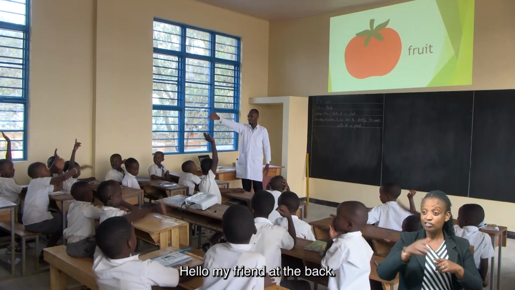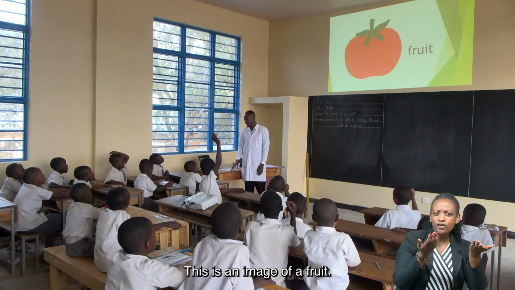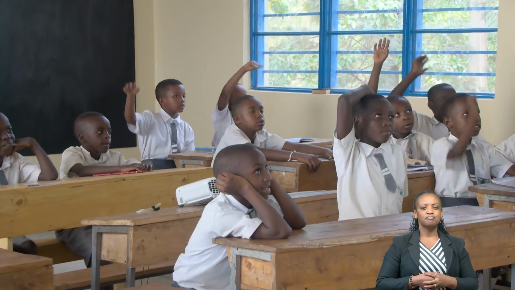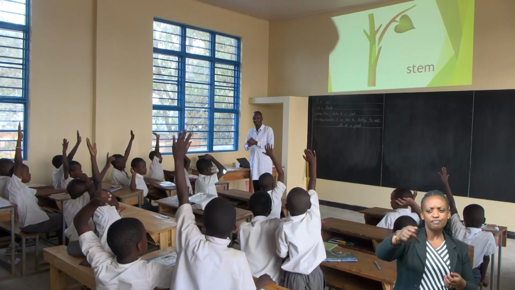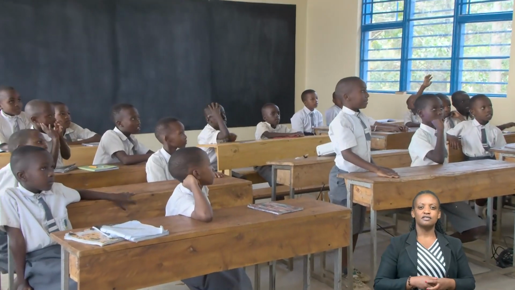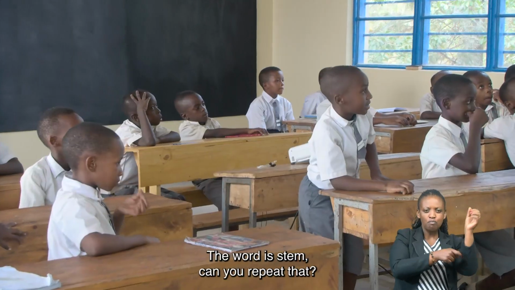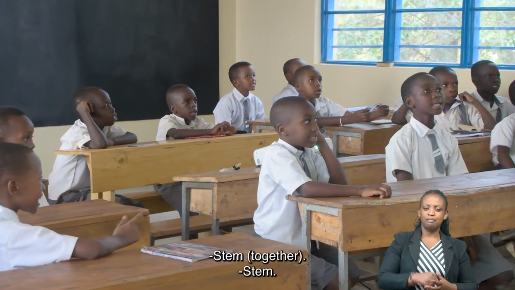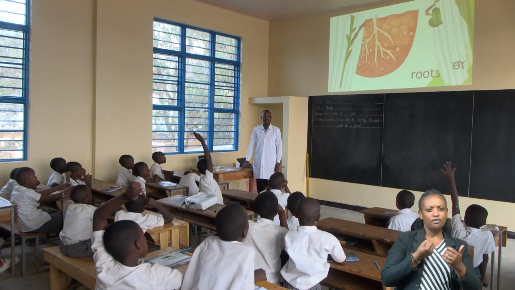Hello, my friend at the back. This is an image of a fruit. A fruit. Next. Please put up your arm. I will pick you. Yes. Stem. This is pronounced as stem, not steam. Okay? The word is stem. Can you repeat that? Stem. Good. We have our next part.